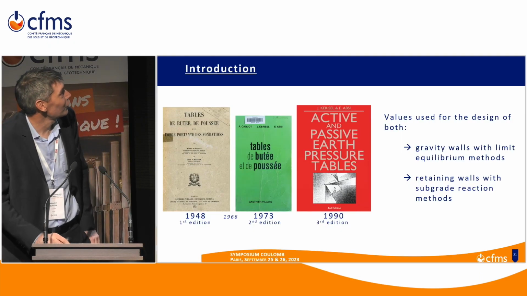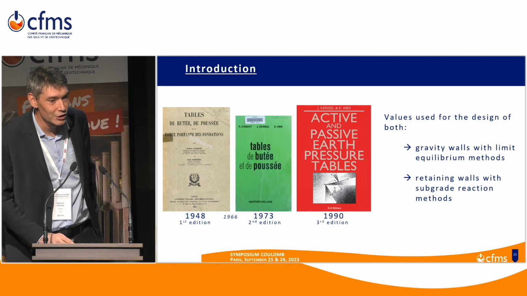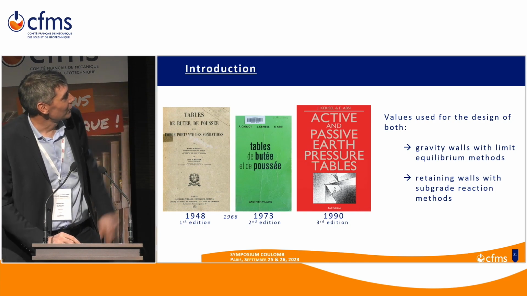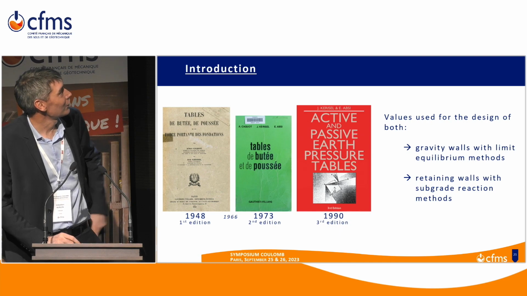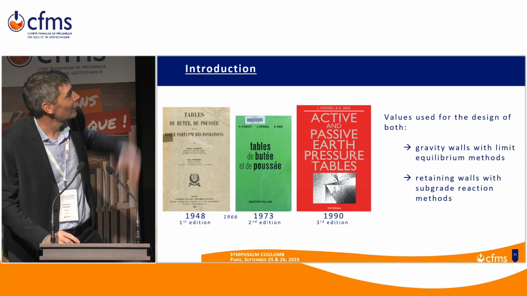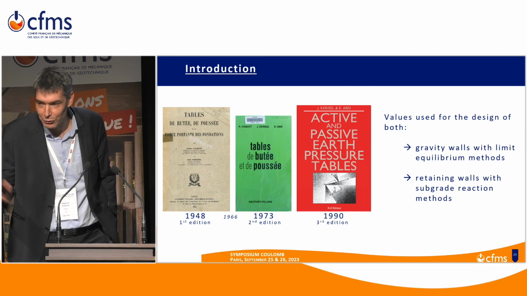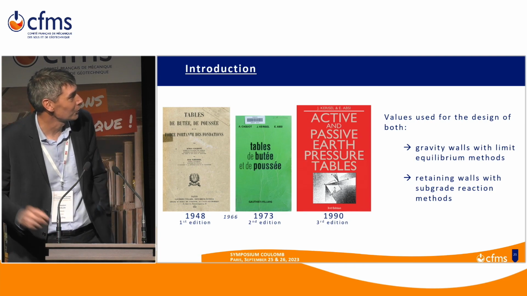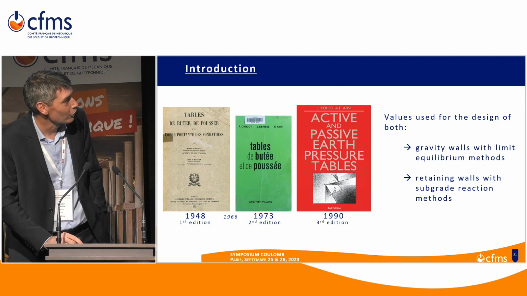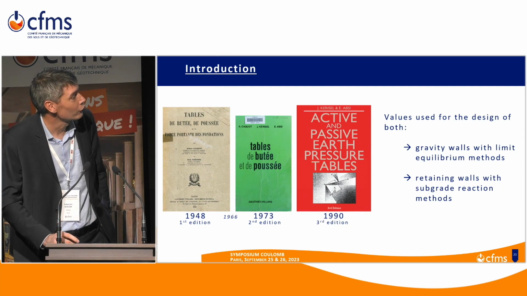In introduction, the response to this question can seem very easy, since it is directly included in these tables, where we can find, in 1948, 1973, or in 1990 for the last edition, the numerical values of the active and passive earth pressure. Today these values are still fundamental because they are used both for the design of gravity walls, as will be explained just after by Cécile Morel, especially with the limit equilibrium methods, and for the calculation of retaining walls, as will be presented tomorrow by Pierre Schmidt with the use of the subgrade reaction methods.